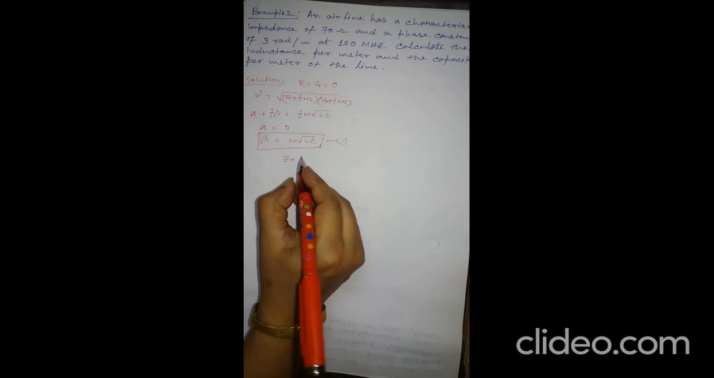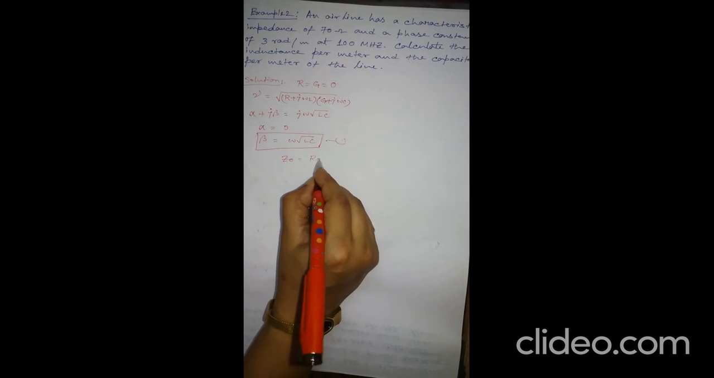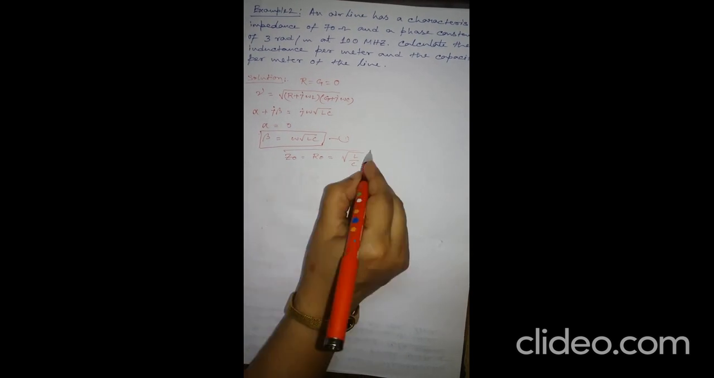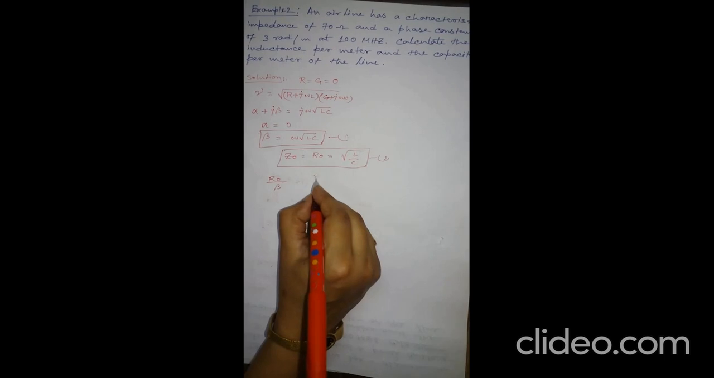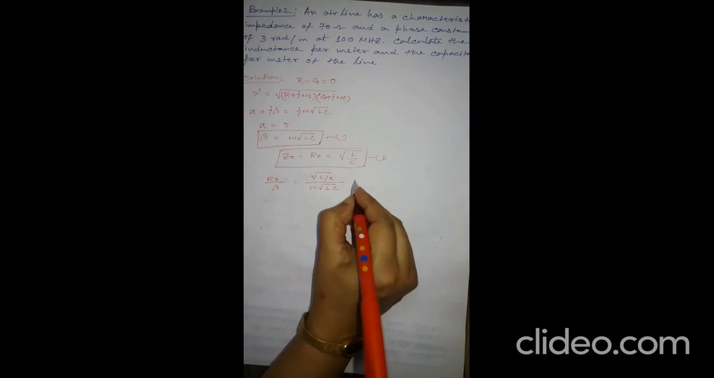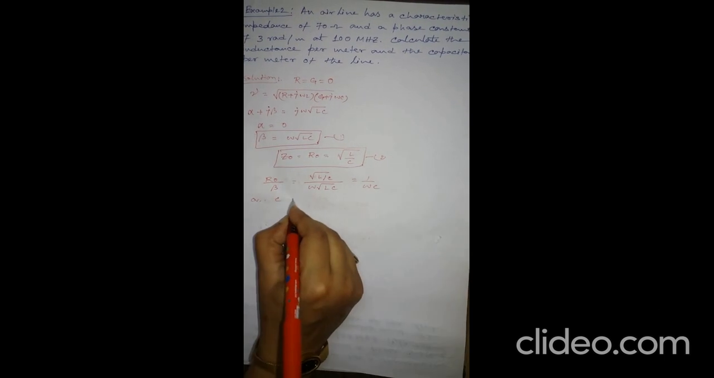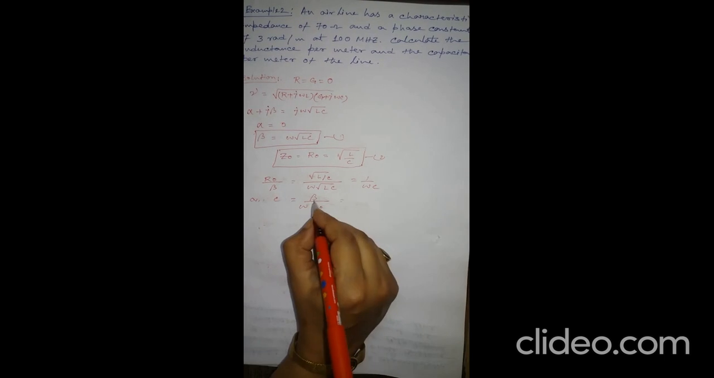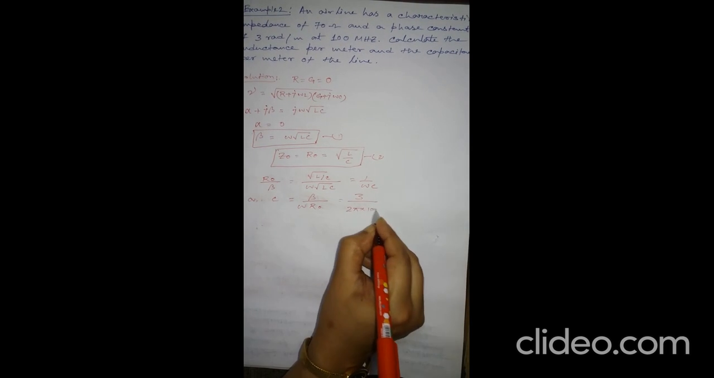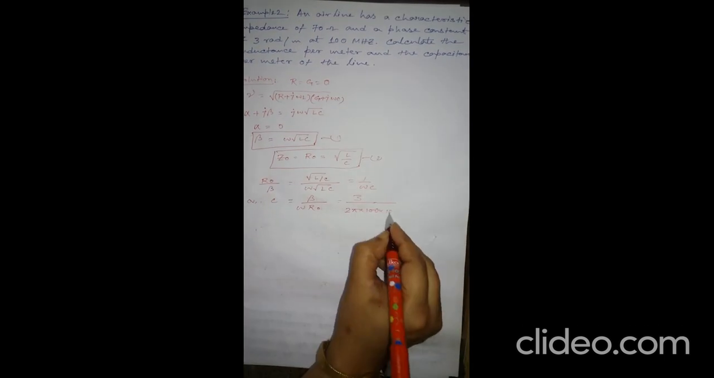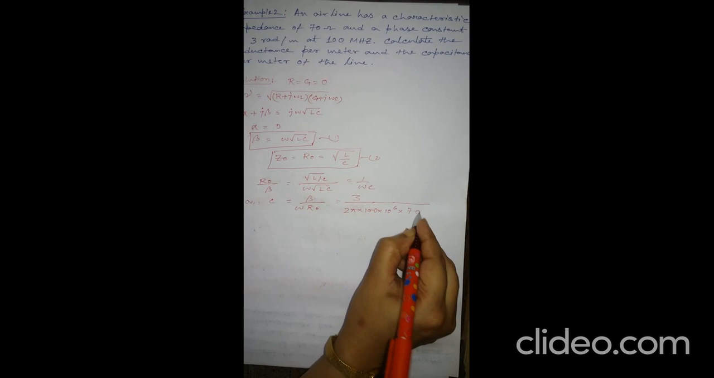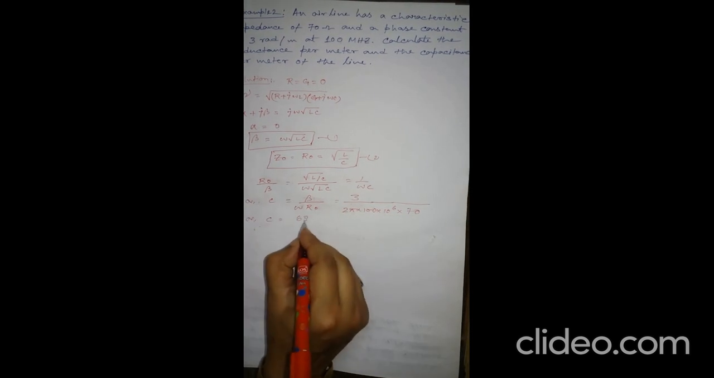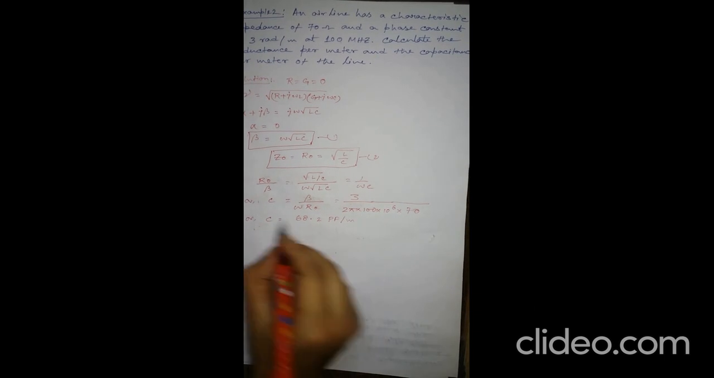Now the characteristic impedance for the lossless line we can write Z0 equal to R0 equal to root over L by C. Now R0 by beta, we can write root over L by C over omega root over LC, so we can write 1 by omega C. Or C is equal to beta by omega R0. What is the value of beta? That is the phase constant, 3 rad per meter, over 2 pi f, 100 megahertz, 100 into 10 to the power 6, into R0, that is the characteristic impedance. What is the value? 70. So after computing this value, we can write 68.2 pF per meter. This is the answer.